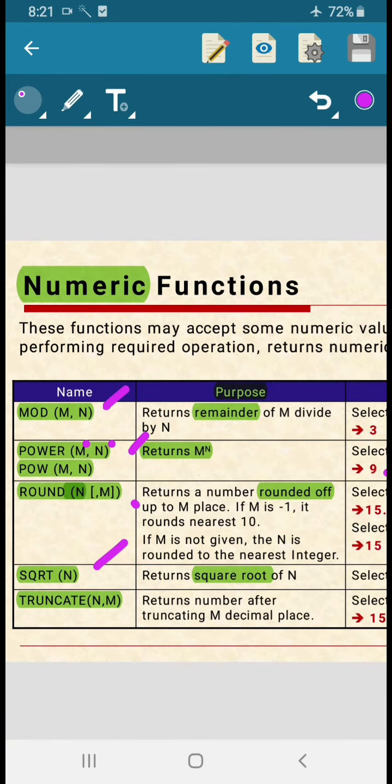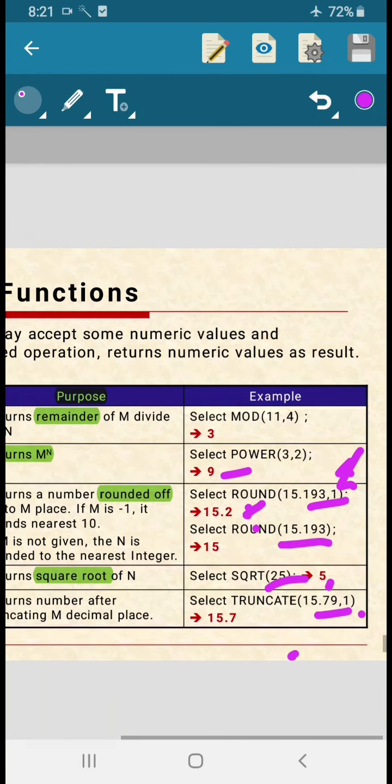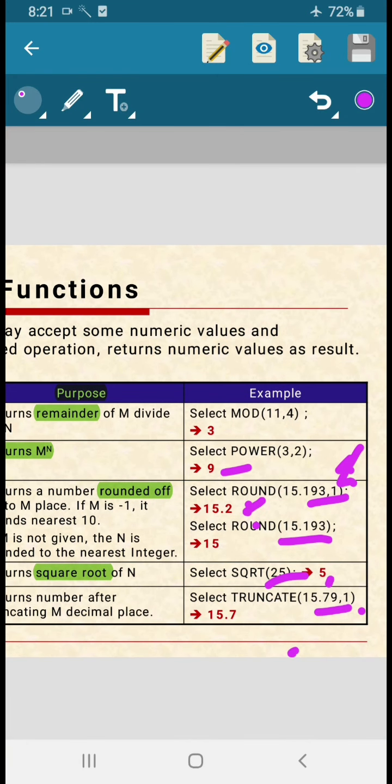Truncating m decimal places. So for the same example, if I had written round instead of truncate, what will be the answer? 15.8 will be the answer if the decimal position is 1. That is the difference between these two functions. A very important note: you will get one more question from these numerical functions, students, right?